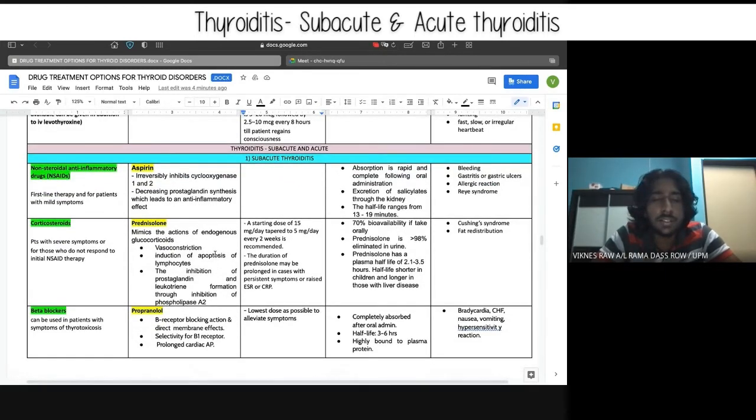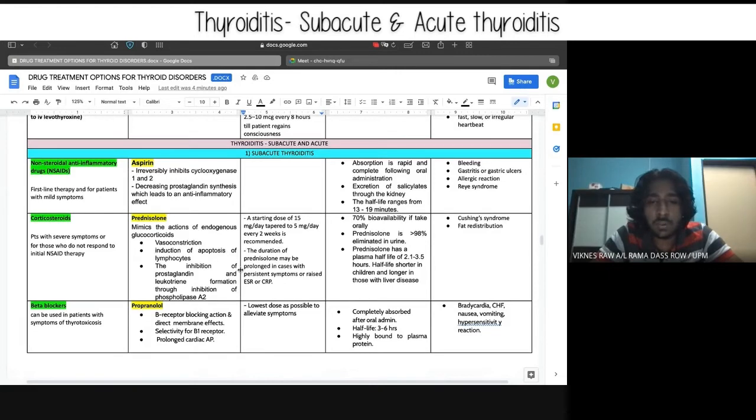The dosing regime for prednisolone is normally that we start with a dose of 15 milligram per day, tapered by 5 milligram per day every 2 weeks. The duration of prednisolone may be prolonged in cases with persistent symptoms or raised ESR or CRP levels. Next, the pharmacokinetics for prednisolone is that it is usually 70% bioavailable if taken orally.